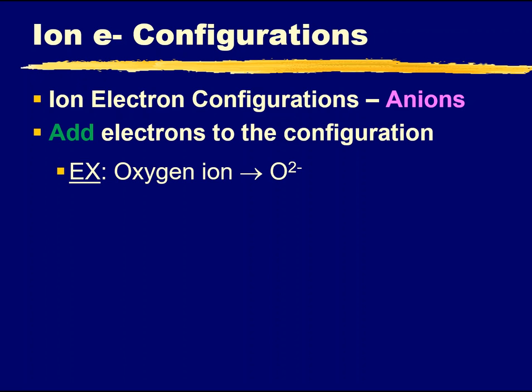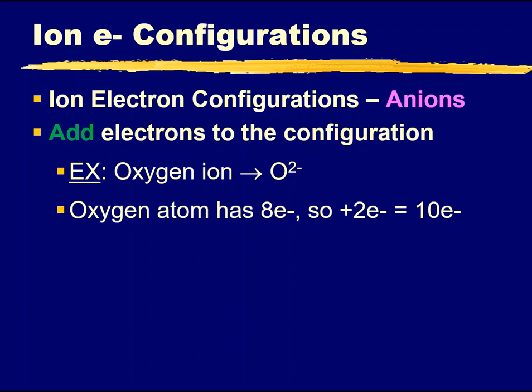So say we wanted the oxygen ion O-2. Basically, a regular oxygen is going to have 8 electrons because that's its atomic number on the periodic table. So all I have to do is really add 2 electrons to that count. So 8 plus 2, that gives me 10. So all I have to do is add 10 electrons to my configuration.